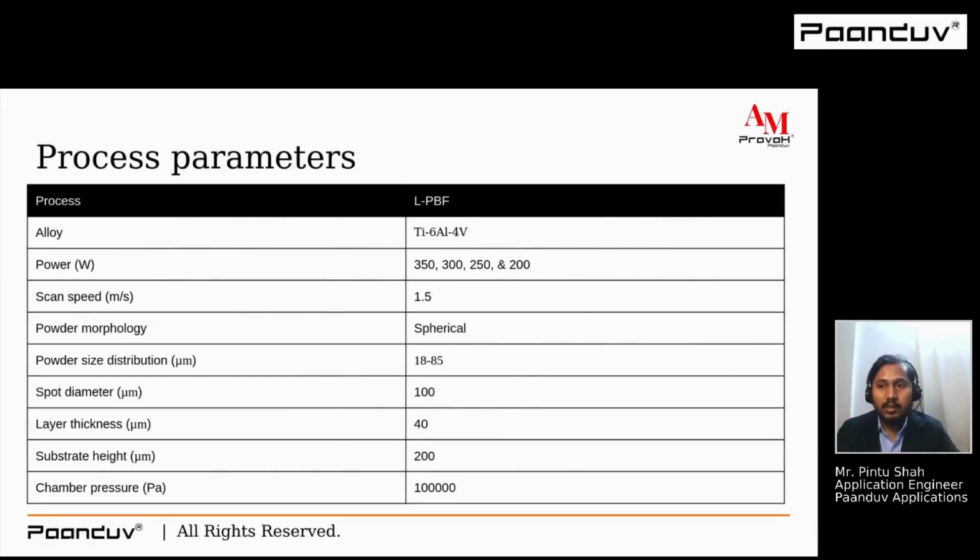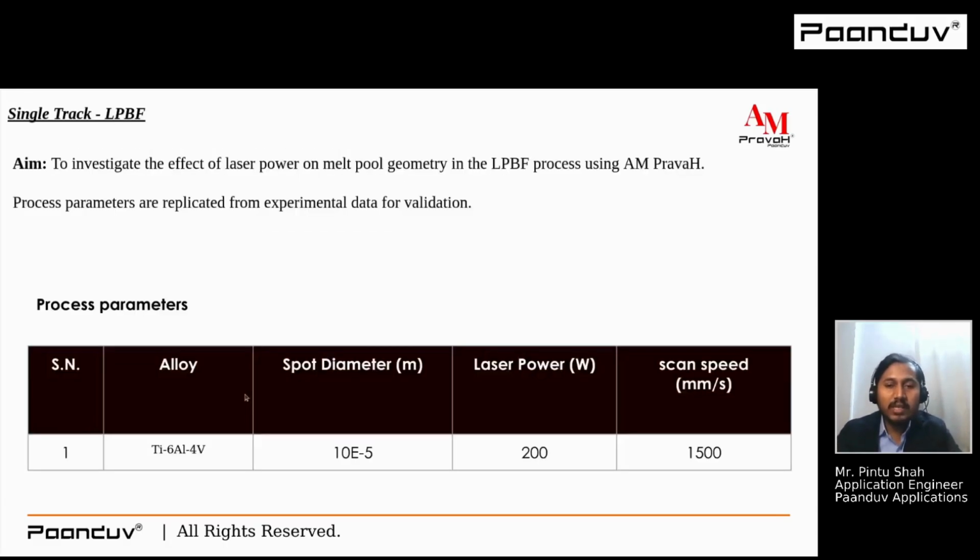Now let's discuss what I have done in AM PravaH. These are the process parameters which I have taken. I have simulated in AM PravaH for Ti-64 powder with different laser powers: 350, 300, 250, and 200 watt. The scan speed is 1.5 meter per second. Powder morphology is spherical, and powder size is 18 to 85 micrometer diameter. Spot diameter is 100 micrometer, layer thickness is 40 micrometer, substrate height is 200, and chamber pressure is 1 lakh Pascal.